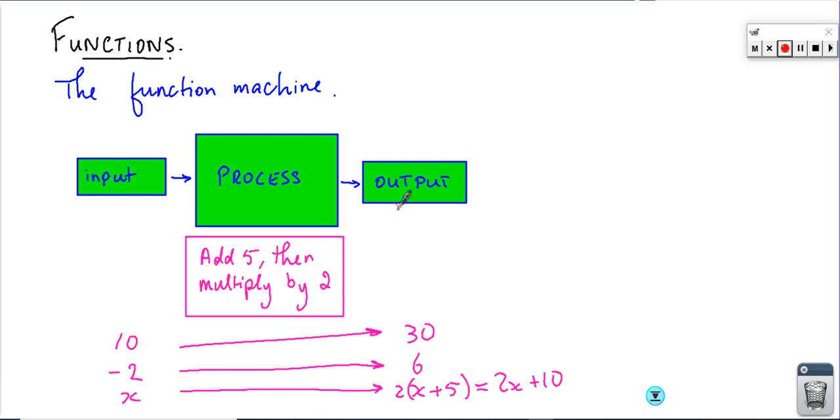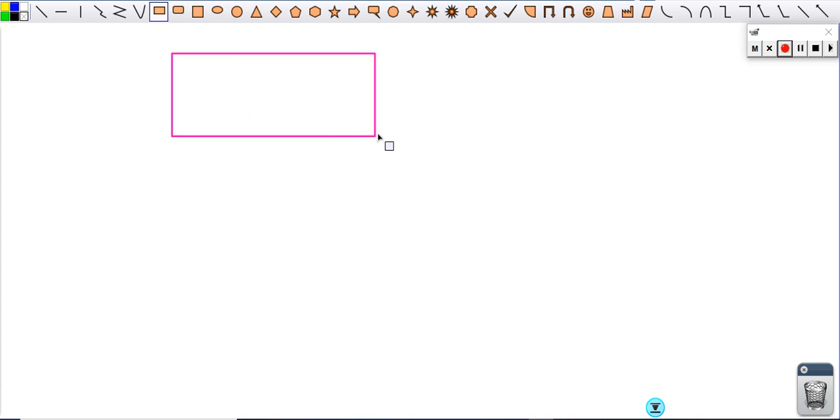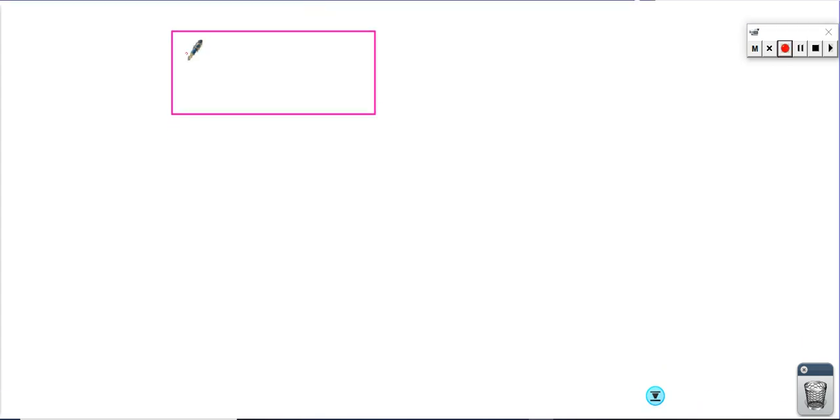Sometimes the inverse is also true. So sometimes, instead of giving you an input to find an output, I'll give you the process, I'll give you the output, and you need to go and find the input. Let's make an example of this. So I have my process. Let's write it down. The process this time is multiply by 4, then subtract 10. So that's our process. That's what we need to do.